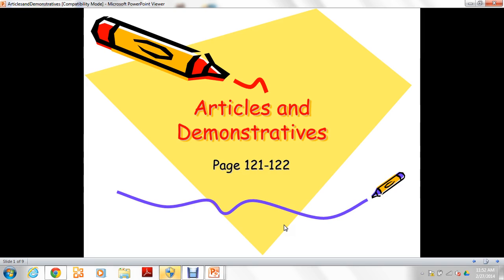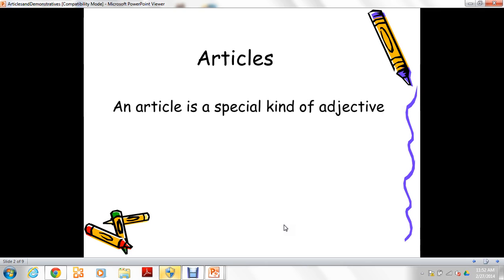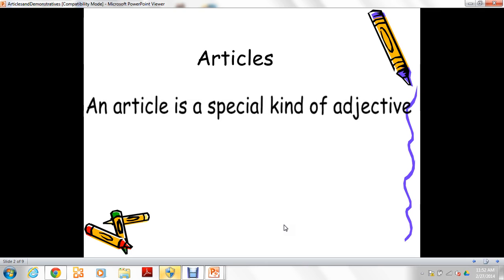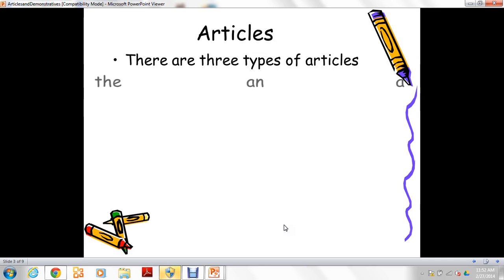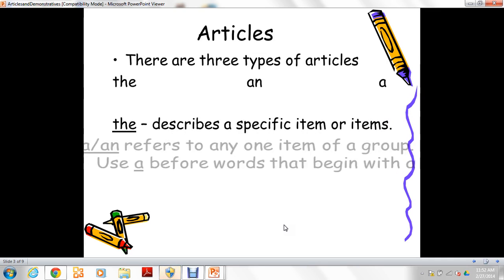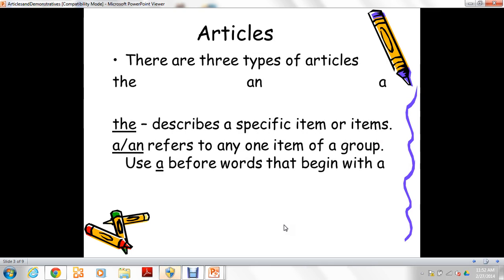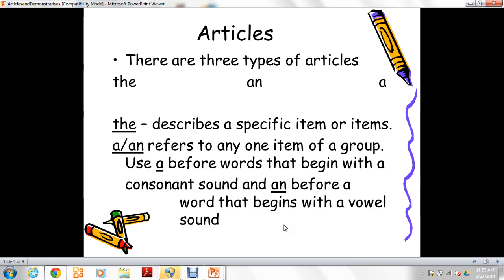Articles and demonstratives. Articles. An article is a special kind of adjective. Mike, you need to come out with your best. There are three types of articles: the, a, and an. The describes a specific item or items. A or an refers to any one item of a group. Use a before words that begin with a consonant sound and an before a word that begins with a vowel sound.